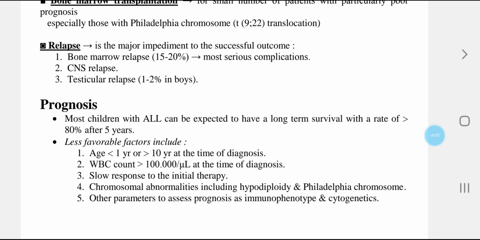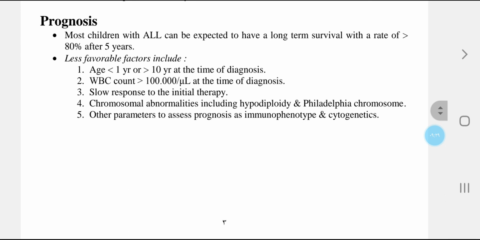Less favorable factors include age, less than 1 year or more than 10 years at the time of diagnosis. Second, white blood cell count more than 100,000 per microliter at the time of diagnosis. Third, slow response to initial therapy. Chromosomal abnormalities including hypodiploidy and Philadelphia chromosome, and other parameters to assess prognosis as immunophenotype and cytogenetics.